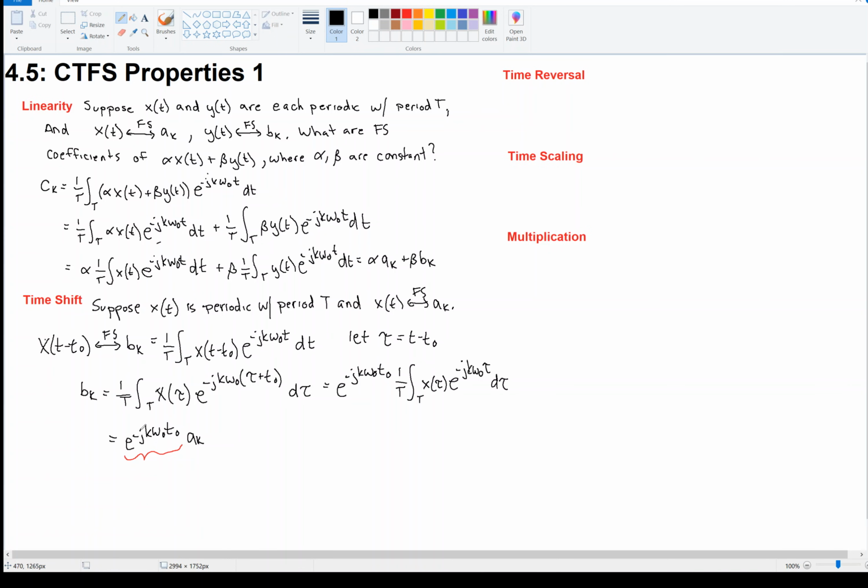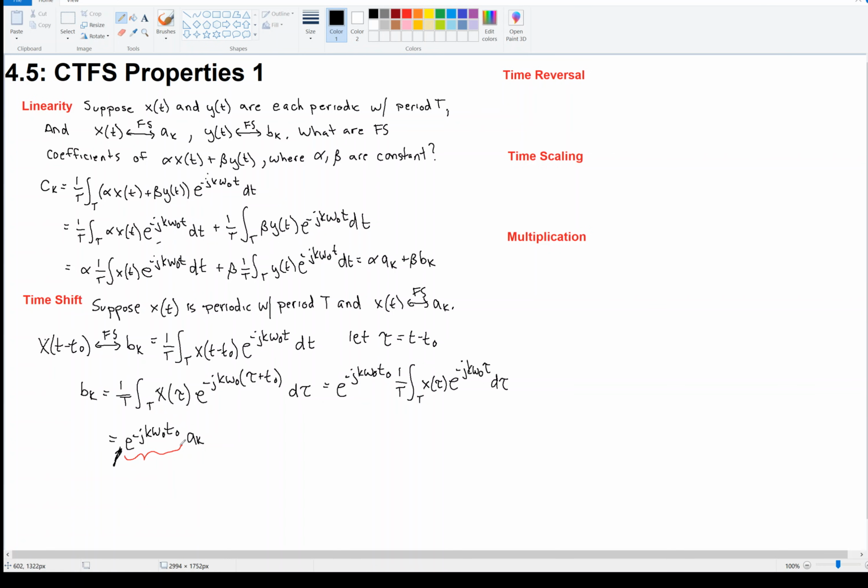What's the magnitude of that constant? Well, for any k, for any omega 0, and for any t0, the magnitude of that is 1. This is an exponential form, and the magnitude is the number that multiplies. So that's a 1. So the magnitude is 1, and this thing has a phase, of course. The phase depends on k, omega 0, and t0. So what this is telling us is that delaying the signal does not change the magnitude of the Fourier series coefficients. Delaying the signal or shifting the signal only changes the phase of the Fourier series coefficients.